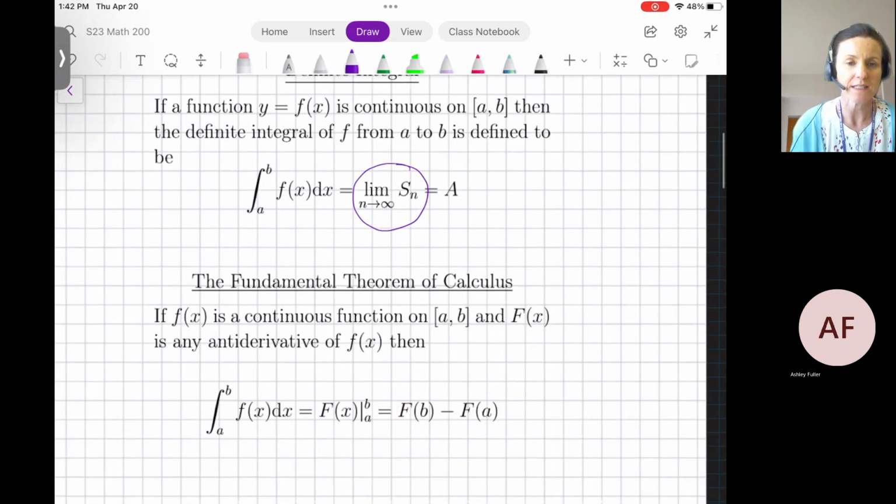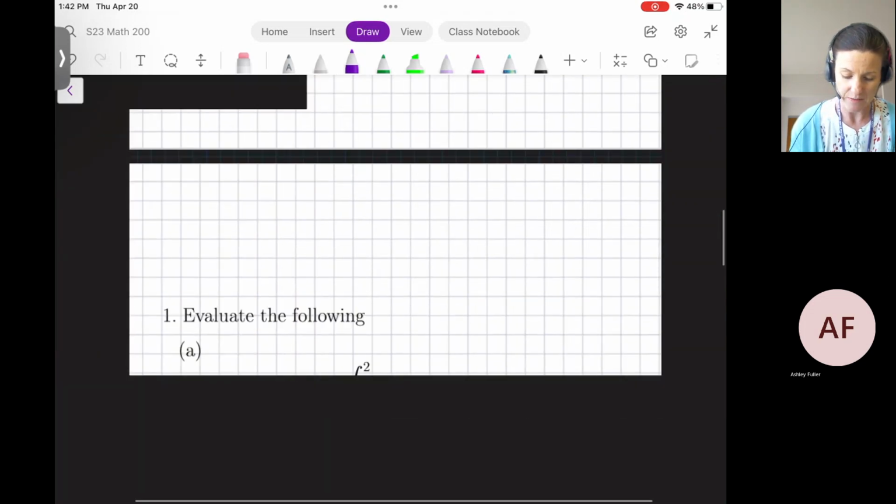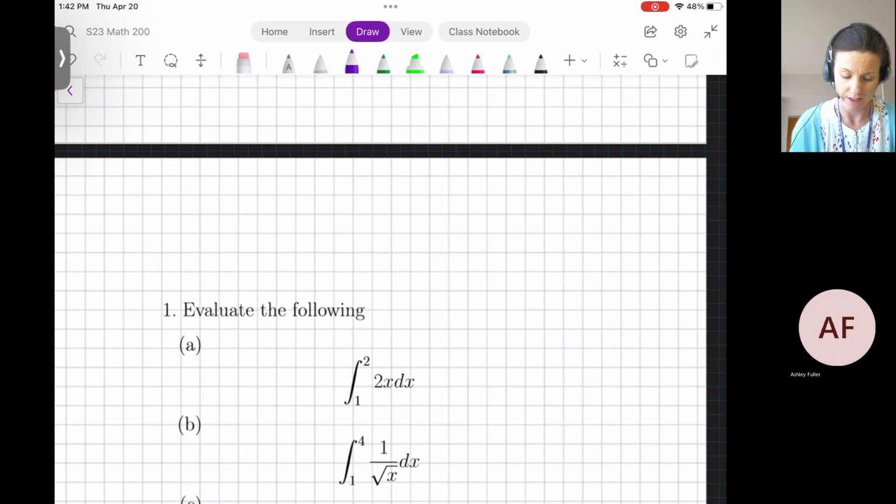And this allows us to restate the fundamental theorem of calculus that we used last time: if f of x is a continuous function on an interval [a, b], then the antiderivative can be used to calculate that definite integral, or the area under the curve. Let's do some examples using our rules of integration that we already know.